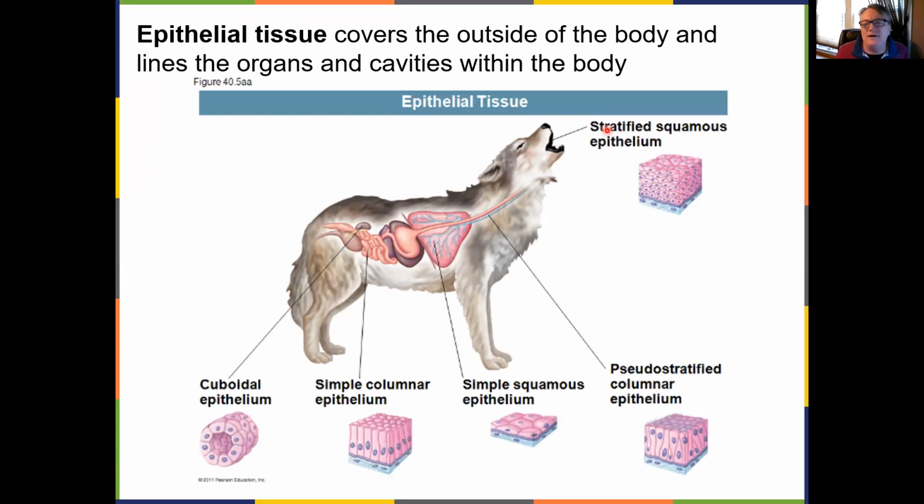Because we only have one case of stratified. Everything else we've talked about is simple, meaning only one layer of cells. Stratified simply means multiple layers of cells. Strata.